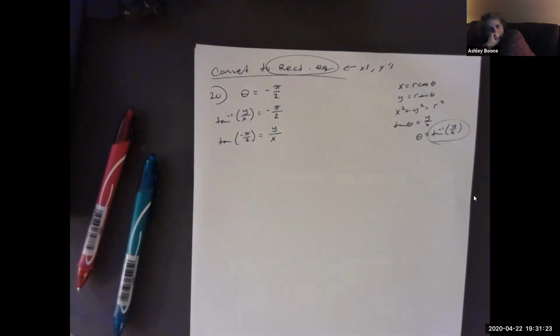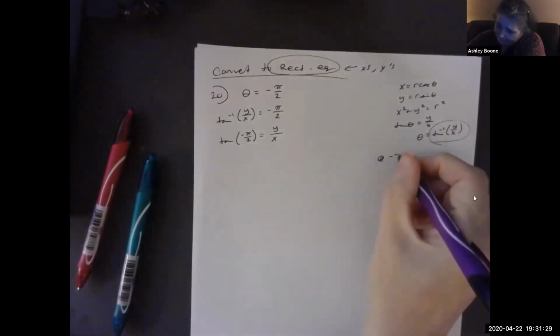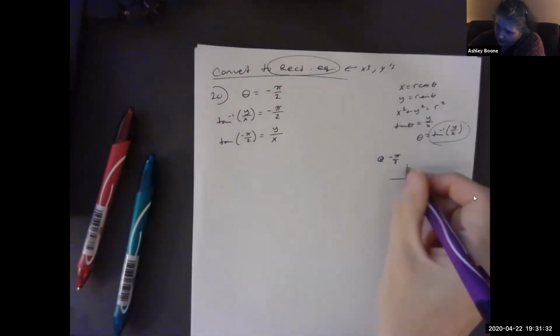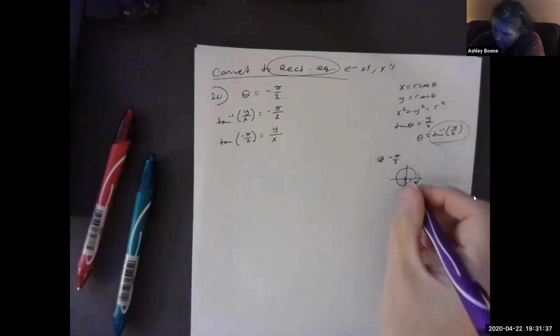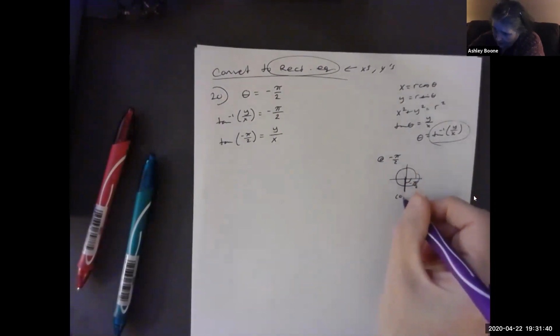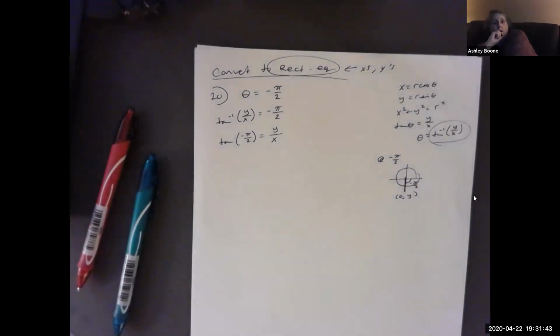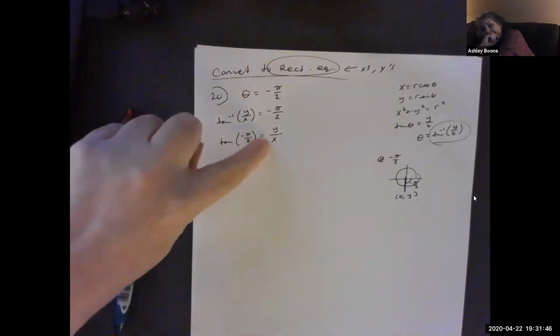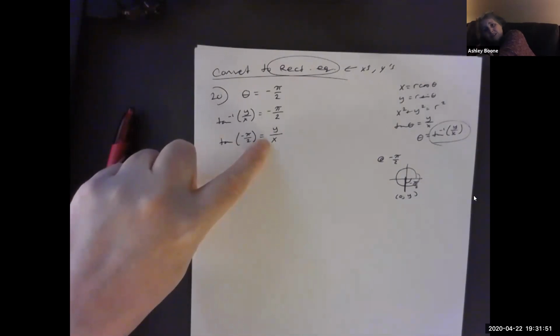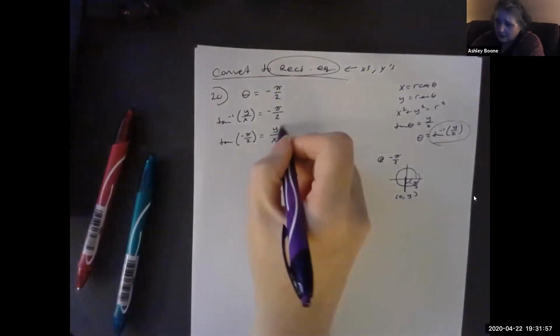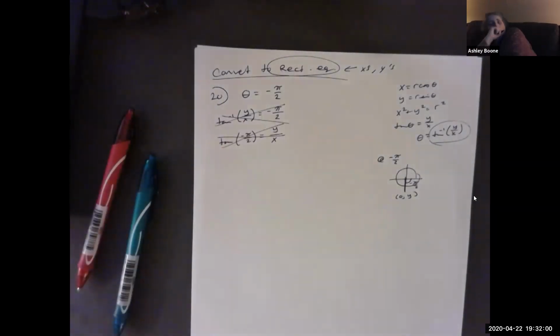But let's think about this. At negative pi over 2, think about our unit circle. Negative pi over 2 is right here. Any ordered pair here is going to have 0 and a negative y value. I can't divide by 0, and x is 0 there. So actually using our inverse tangent isn't going to be helpful there because I can't divide by 0.